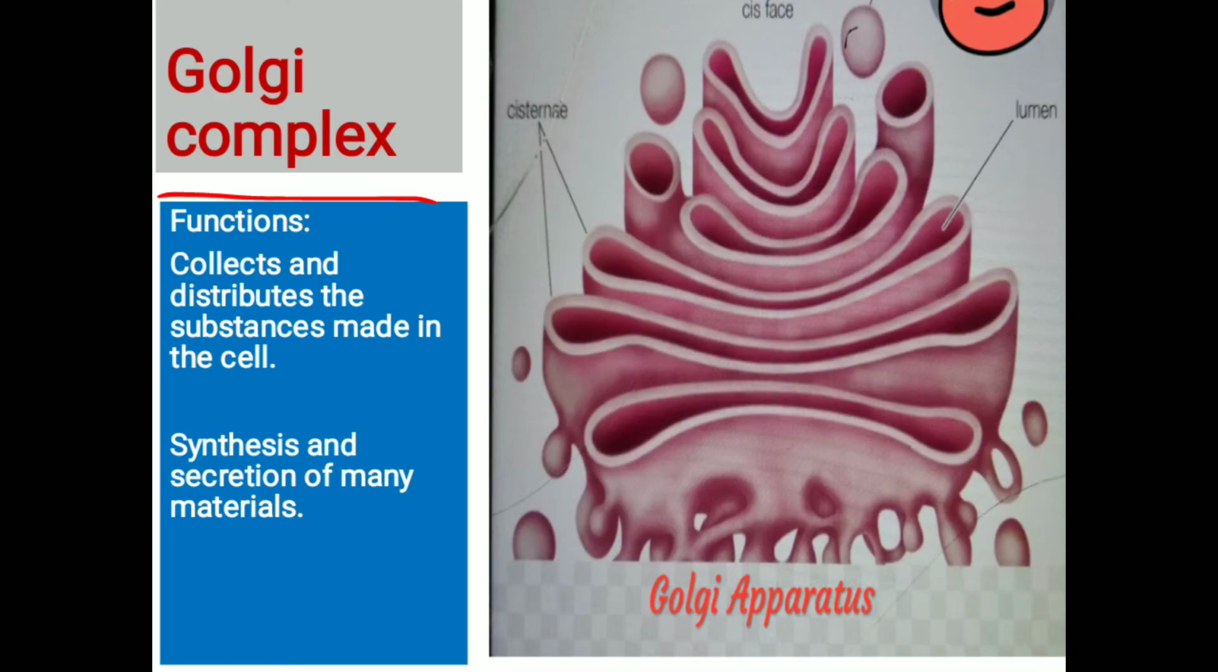Now, Golgi complex. This is the structure of Golgi complex. It is also inside the cell. It collects and distributes the substances made in the cell. The substances that are made in the cell, such as proteins, fats, etc., are collected by the Golgi complex. It also helps in secretion of many materials.